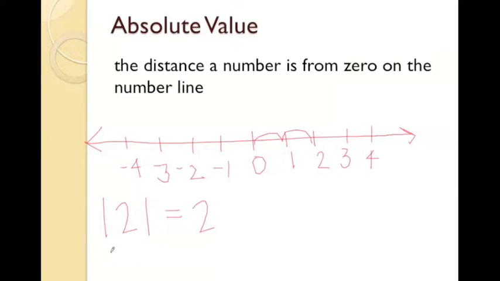Let's look at a negative number. If I have the absolute value of negative 4, I'm asking how far is negative 4 from 0? Well, starting at 0, it is 1, 2, 3, 4 spaces away. So the absolute value of negative 4 is 4. You should notice that the absolute value of numbers is always positive because in this case, distance is always positive. Let's go ahead and get into the lesson.